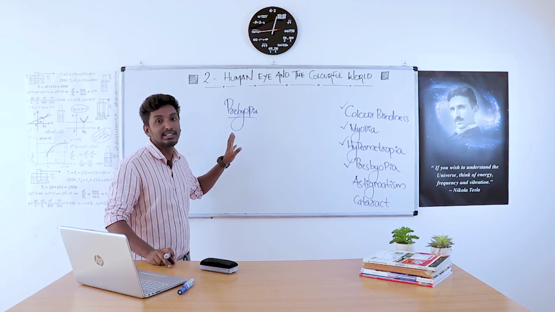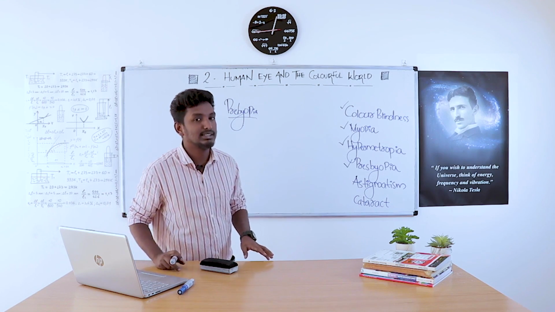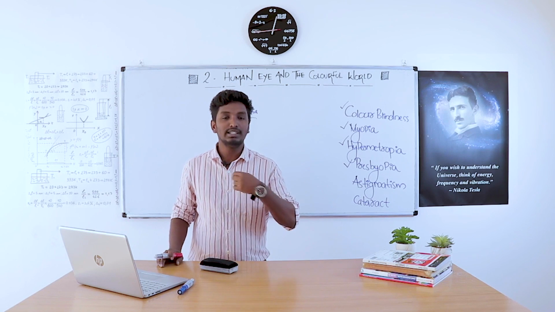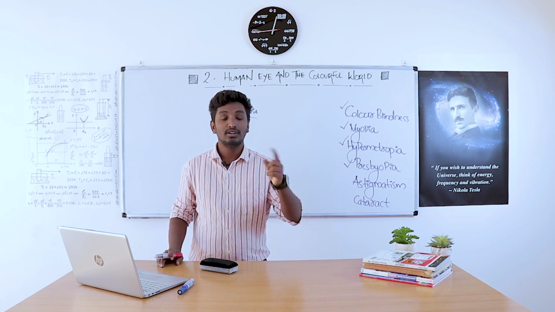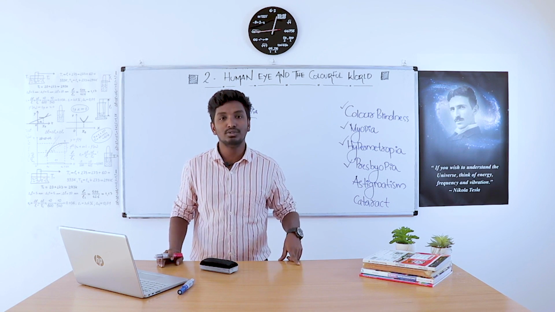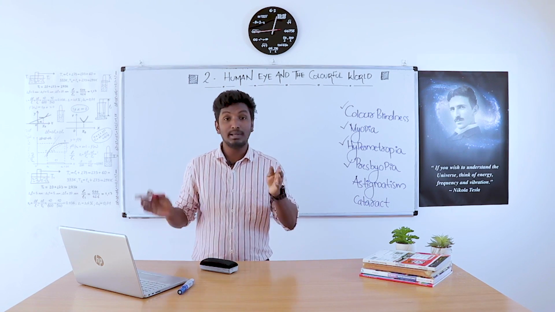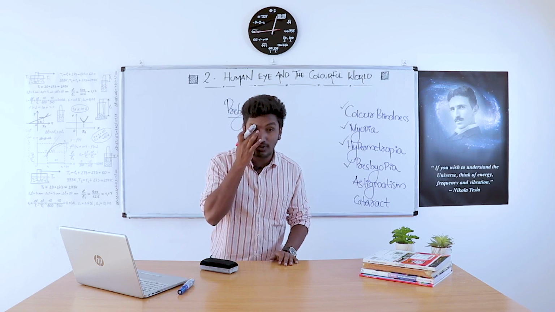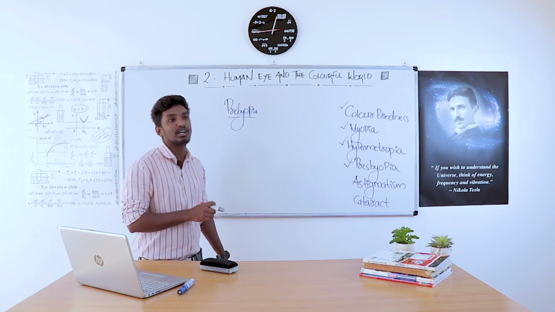It can be corrected by using a bifocal lens. You know that for myopia we need to use a concave lens, and for hypermetropia we need to use a convex lens. So if a person has both, what do we do? We have to use a bifocal lens.